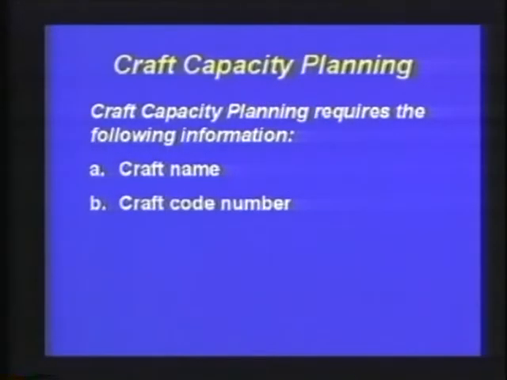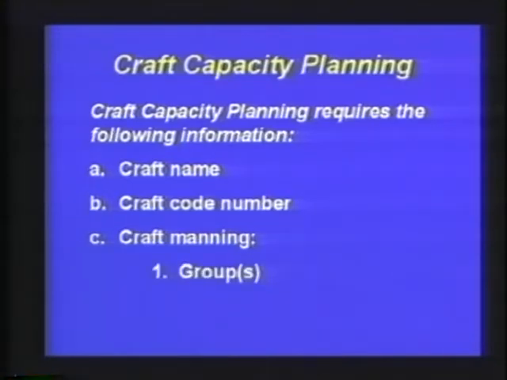Item B would be the craft code number, and that is a numeric 2-digit number, and we have an exhibit we'll take a look at which addresses the name by code number. And then item number C would be the manning requirements. We would have groups, which is identified by 1. 2 would be individuals, and the groups, incidentally, does not mean that I would have, let's say, 2 or more electricians or 2 or more mechanics and so forth. That could also include 1 mechanic and 1 electrician working together on a particular maintenance work order.